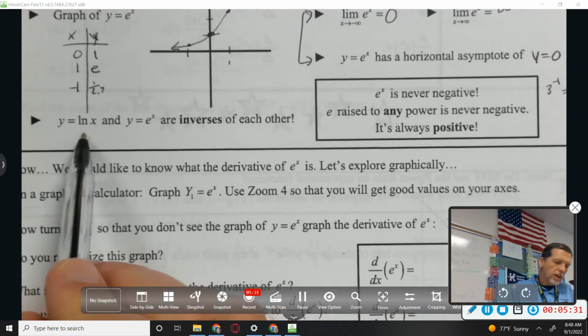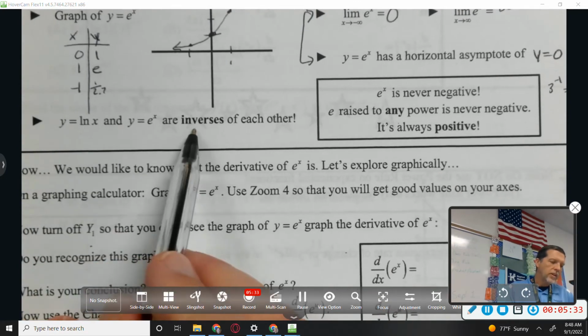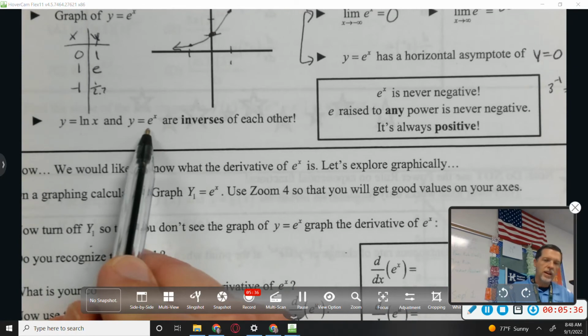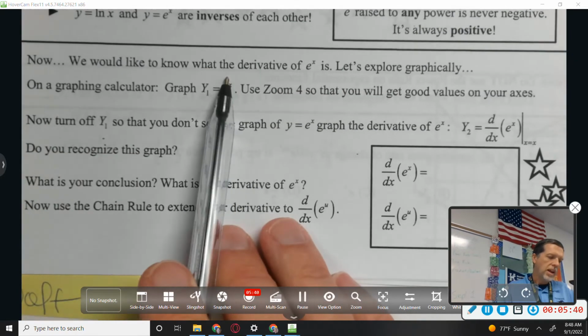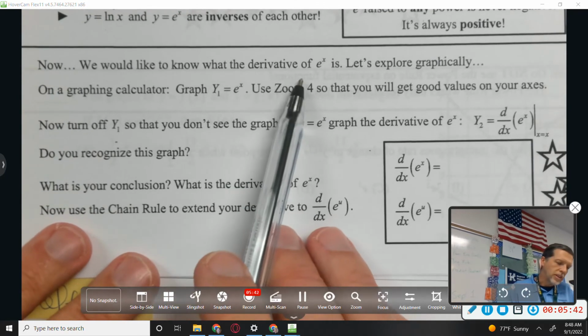Y equals natural log of x. We'll talk more about that tomorrow. They're inverses of e to the x. We'll worry more about that tomorrow. Okay, but now we want to know what the derivative of e to the x is.